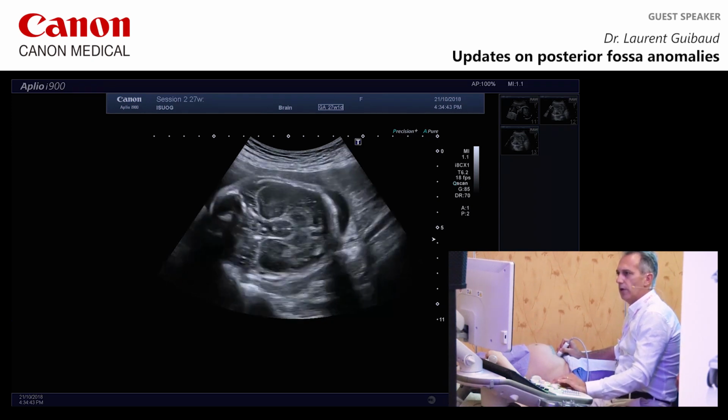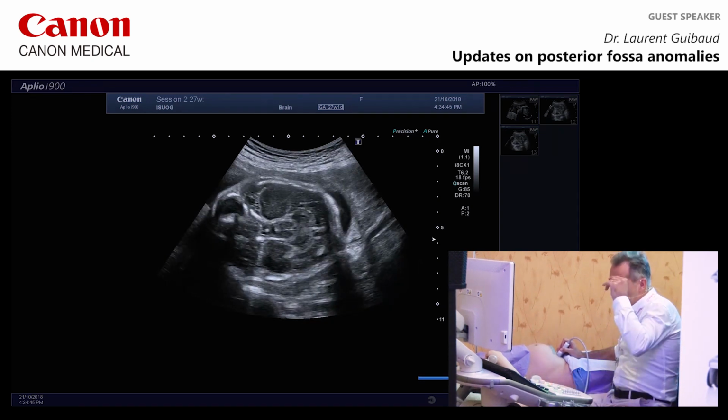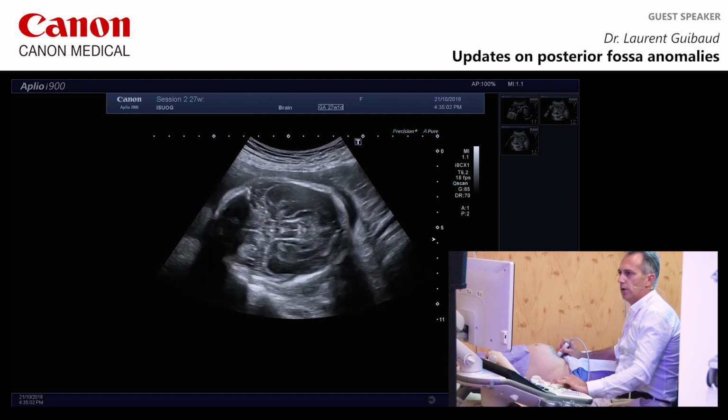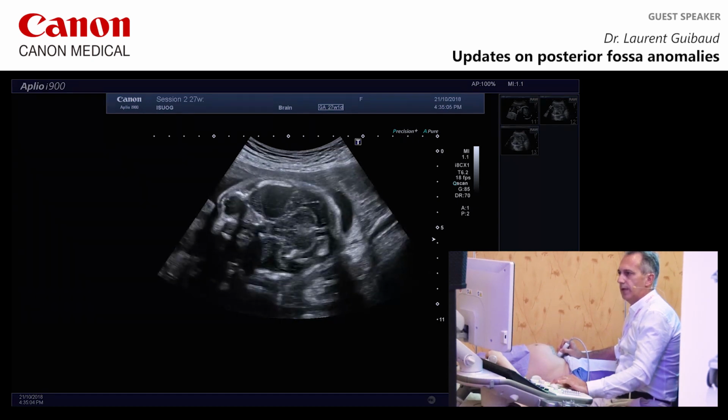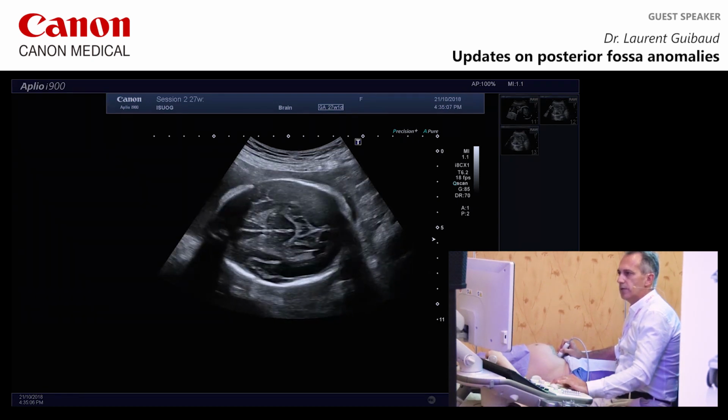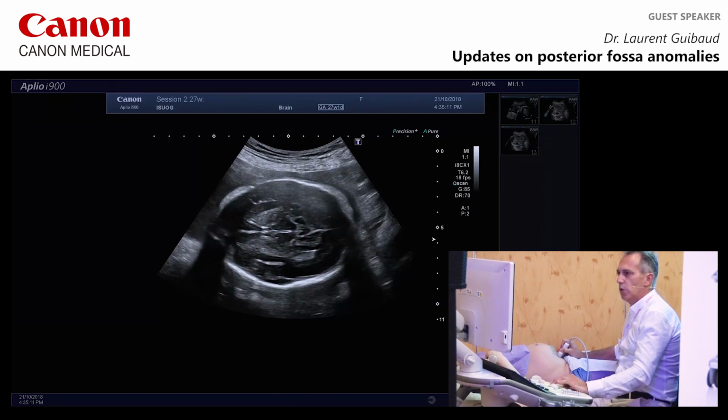You can also have a view of the foliation. The foliation is like the sulcation on the cerebellum, and you see here the vertical foliation, and in some cases it can be horizontal, and it will change the echogenicity of the hemisphere. You may see also here clearly the third ventricle, and between the third ventricle and the fourth ventricle, you have the aqueduct, and you can follow the aqueduct.